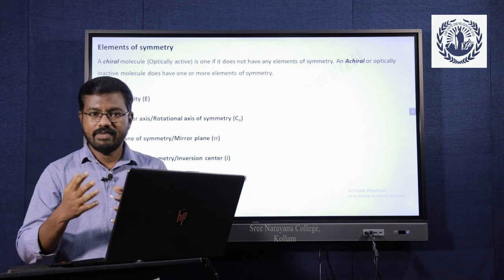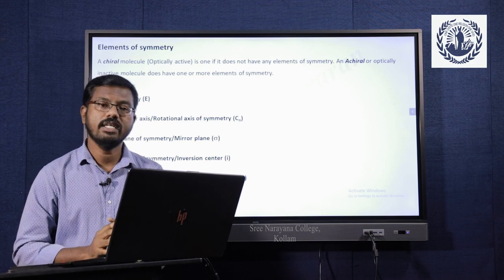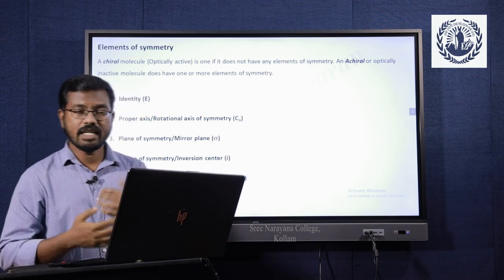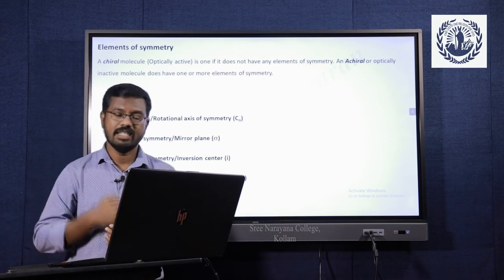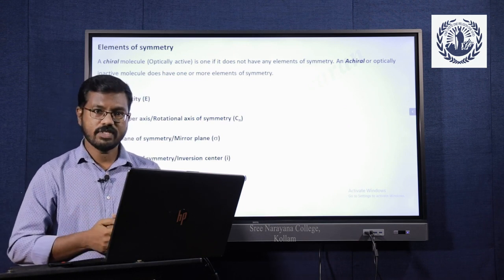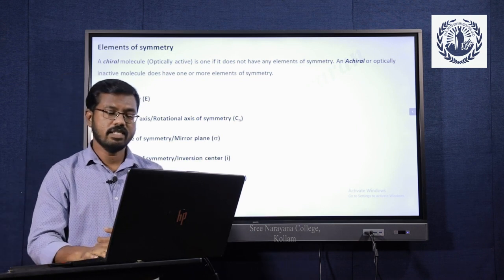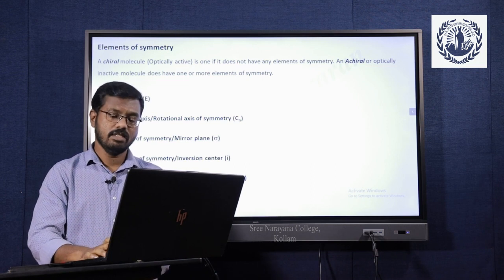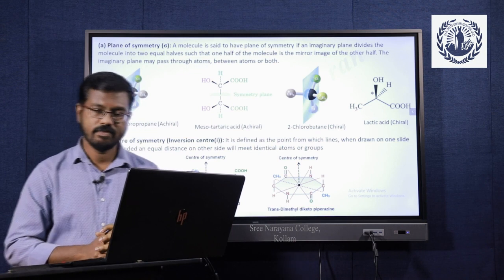Optical activity has a strong correlation with the elements of symmetry. So, we should have some idea about the different types of elements of symmetry. Here I have listed the different types of elements of symmetry: identity, proper axis of symmetry, plane of symmetry, improper axis of symmetry, and center of symmetry. We will see the first one, plane of symmetry.